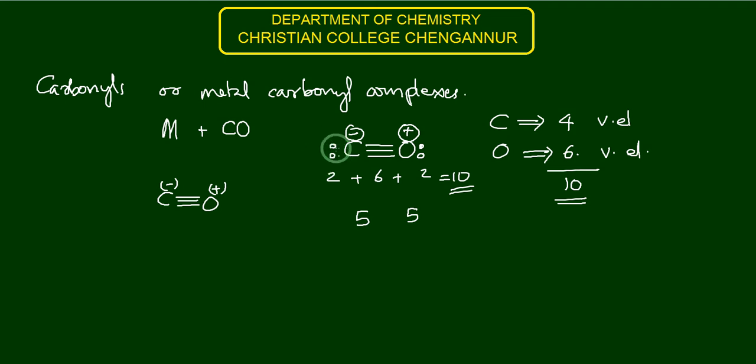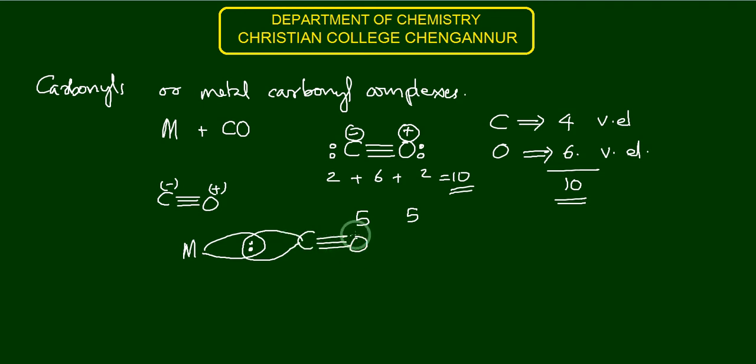This unshared pair of electrons will be donated to the vacant orbital of the metal, so that there will be a coordinate bond formation between the carbon of carbon monoxide and the metal. That is how metal carbonyls are formed. In the metal there will be vacant orbitals, meaning orbitals having no electrons, and that orbital will be filled by the orbital of carbon monoxide, which already bears two electrons and originates from carbon.